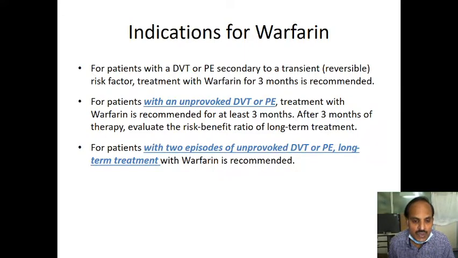Are there inducers and inhibitors for this? Yes. What are the important inhibitors? Metronidazole, ciprofloxacin and amiodarone. What are the important inducers? Rifampicin, phenytoin and phenobarbital. So what happens if a microsomal enzyme inducer is given with warfarin? Effect of warfarin will come down. What happens if a microsomal enzyme inhibitor is given with warfarin? Warfarin level will go up, it may lead to bleeding tendencies.